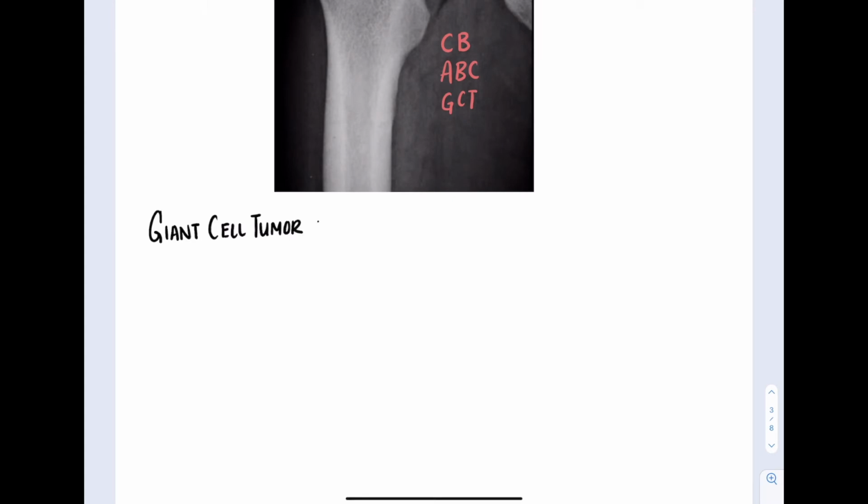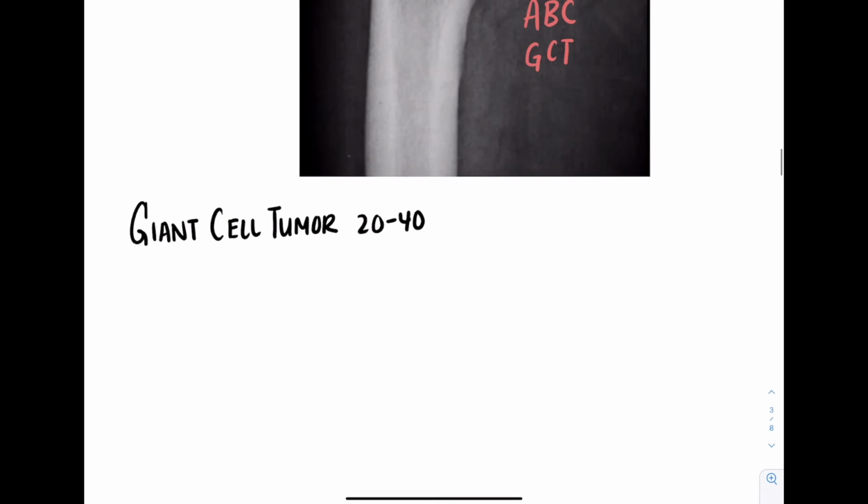Okay, so we already talked about age, 20 to 40. And I didn't really say, but the other name for this, I wanted to say AKA. I'll just put the AKA here. Osteoclastoma. So it might be called an osteoclastoma.